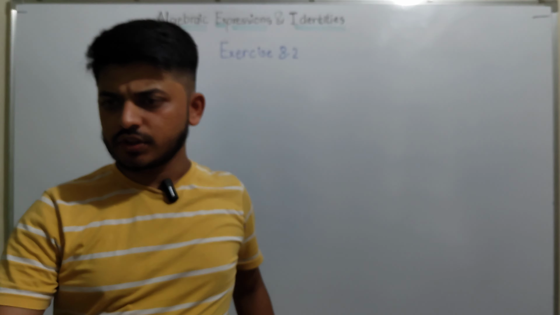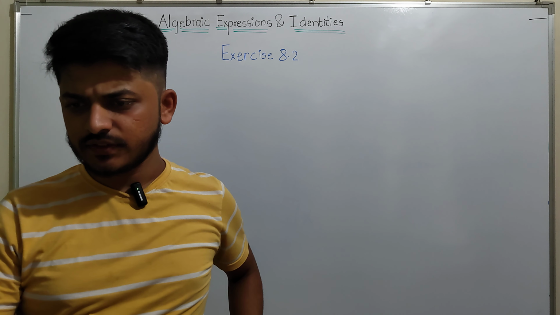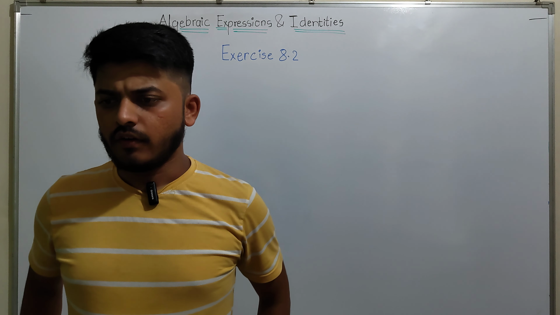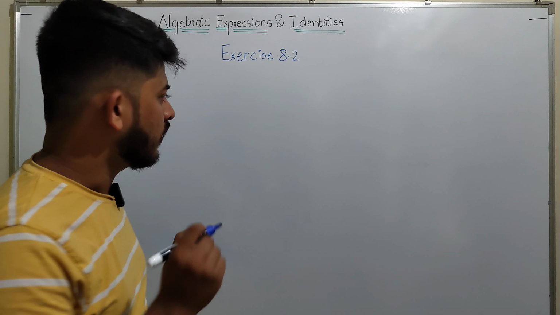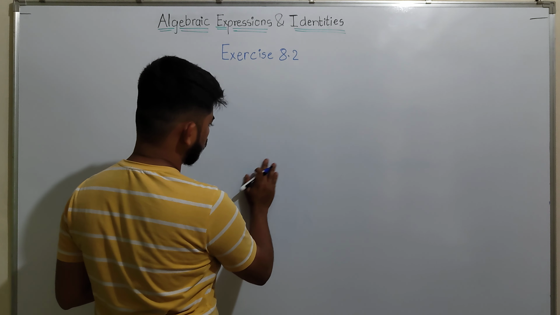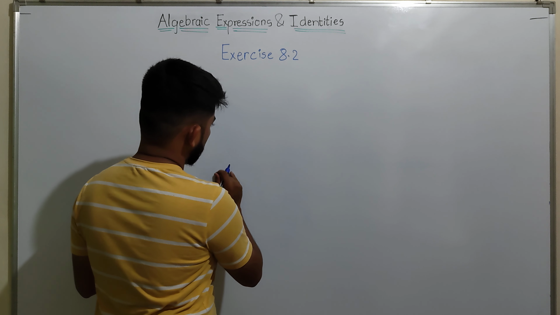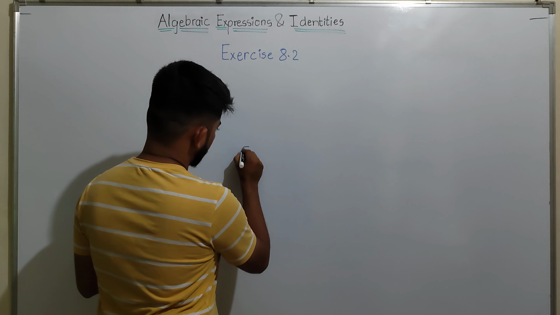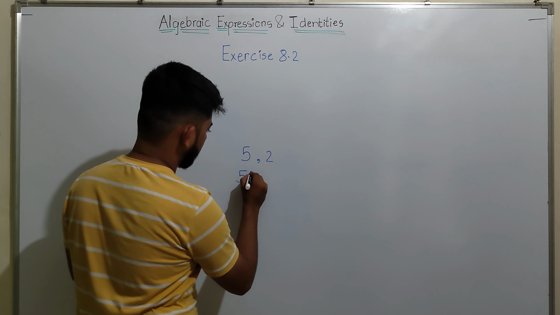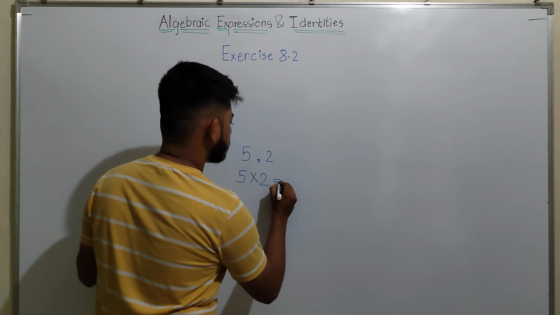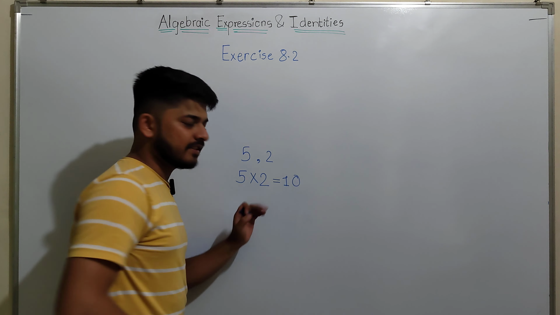Now we'll read the question. Find the product of the following pairs of monomials. Find the product. Now what do you mean by product? See here, the product of 5 and 2. Product means you have to multiply. So this is the product.